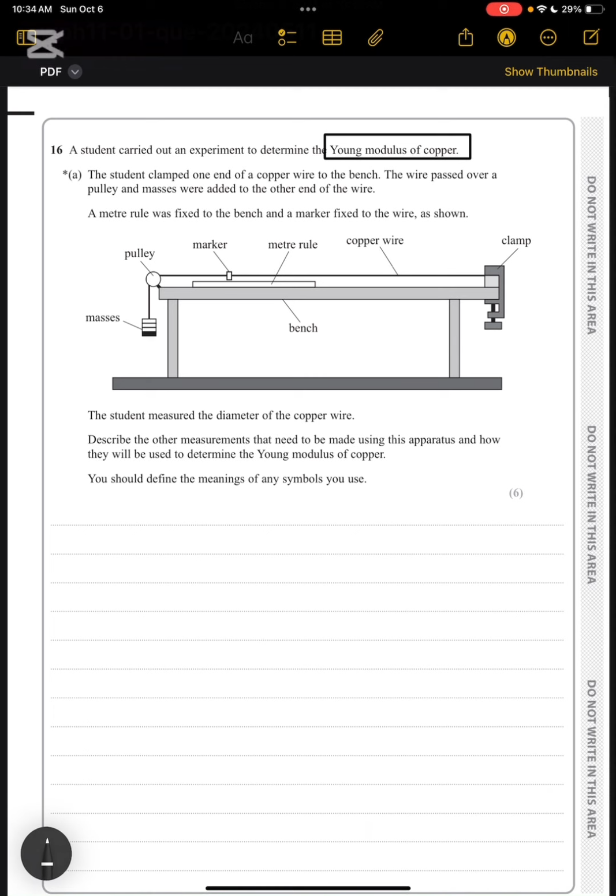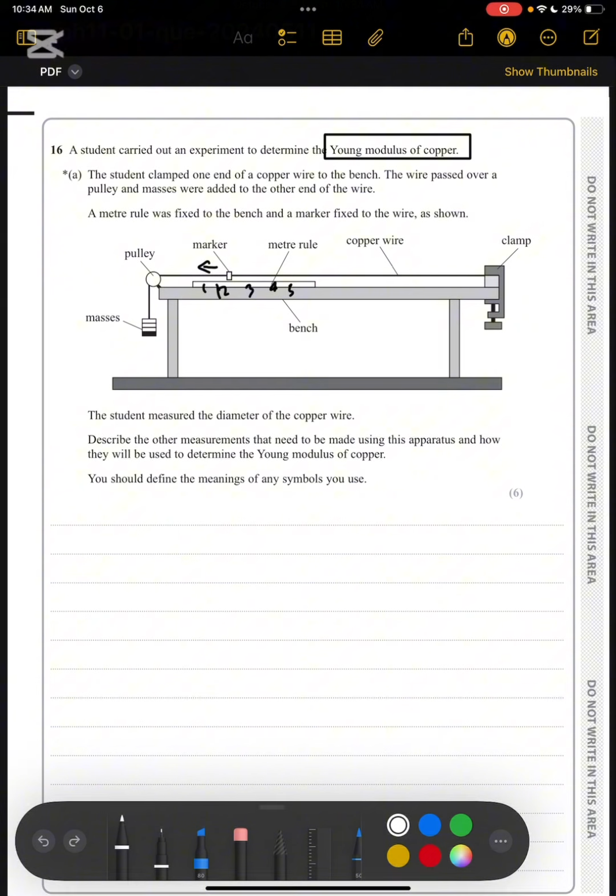So a meter rule was there. There was a meter rule. There were 1, 2, 3, 4, 5 readings. Let's say there was this kind of readings. And the thing is, a marker was attached to the wire as well. So when the masses were added, the marker will move from this position to this position. So we'll be able to find out how much the marker has moved. So this way we'll be able to find out the extension of the copper wire. As the copper wire will extend because of these masses, we'll be able to find out the length of the extension of the copper wire from its original position, and through this we will be able to find out the strain.